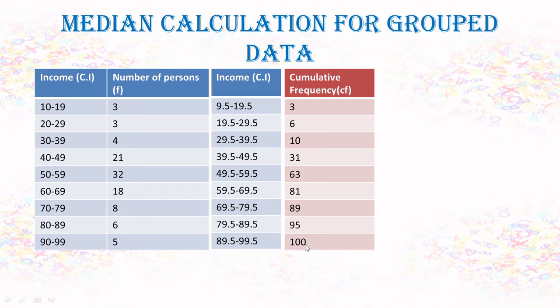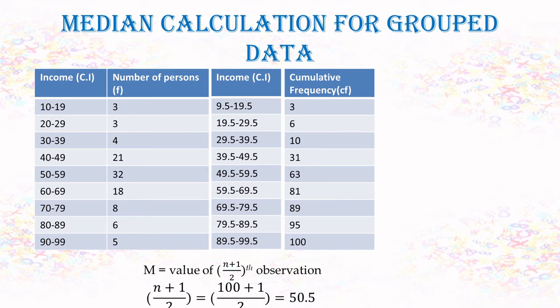And here the last cumulative frequency indicates the total number of observations in the data, which is 100 in this case. So now we have to do n plus 1 divided by 2, and here 101 divided by 2 is 50.5. Now we need to look at the cumulative frequency which is greater than or equal to this particular value, that is 50.5, and the value greater than 50.5 is 63 here, which would be the median class. So this one would be the median class.